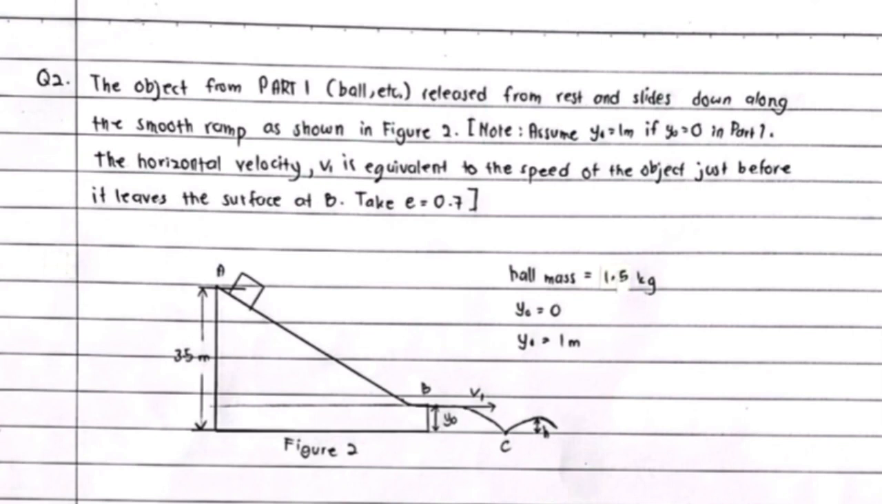Okay, I will continue with question number 2. Question number 2 states that the object from part 1 is released from rest and slides down along the smooth ramp as shown in figure 2. Assume y0 is 1 if y0 is 0 in part 1. The horizontal velocity, which is v1, is equivalent to the speed of the object just before it leaves surface B. Take the coefficient of restitution, e, as 0.7.